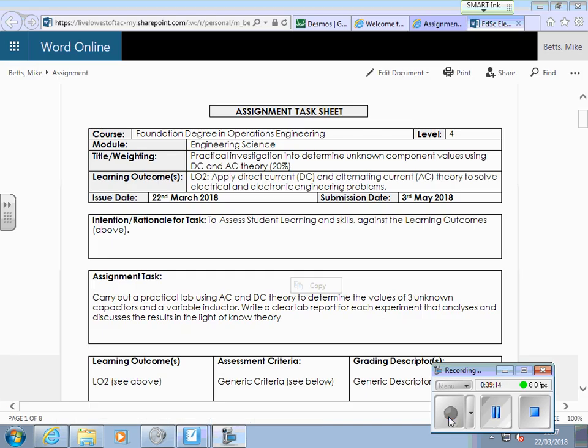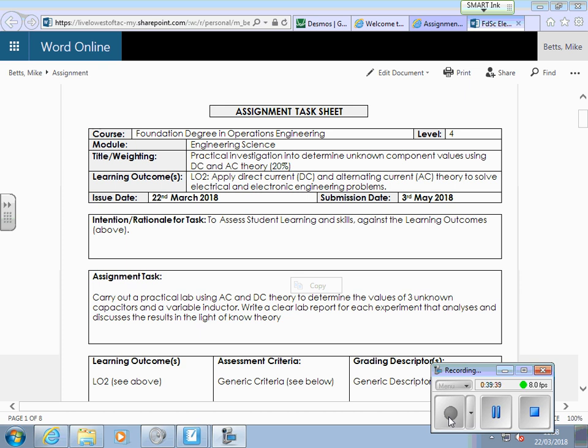Assignment 2 for science. So assignment 1 is O'Mal's mechanical one. Assignment 2 is this electrical one. Issue today, 22nd of March. Submission date, 3rd of May. So you've got a good while to do it, but you've got to get some practical done before you can do it anyway, really.